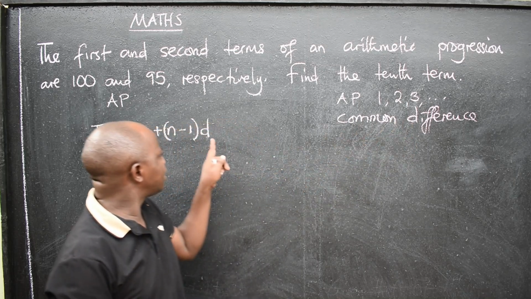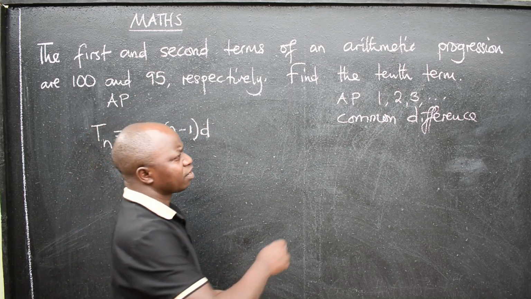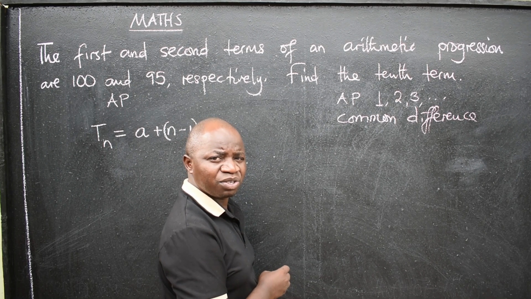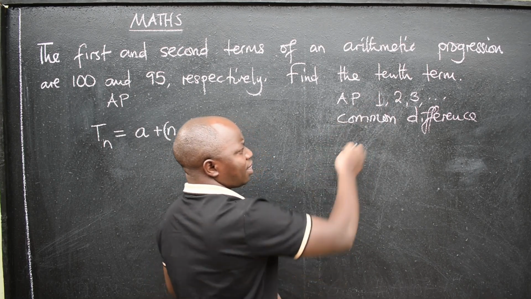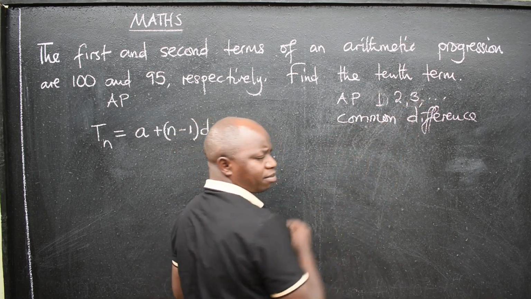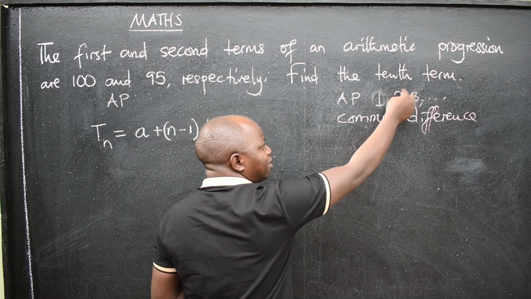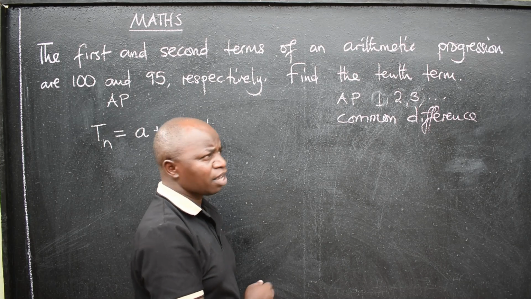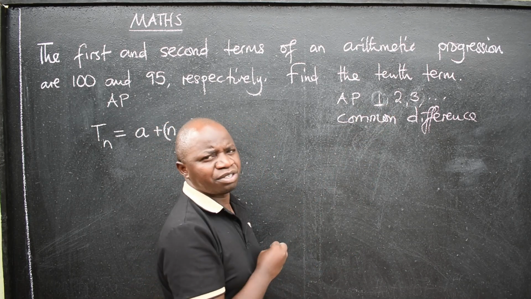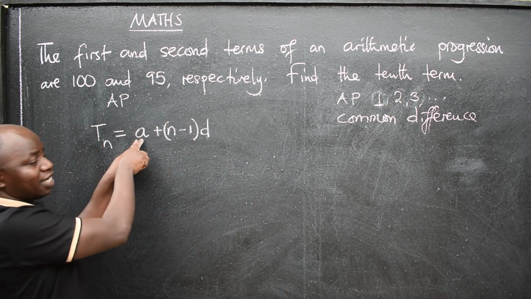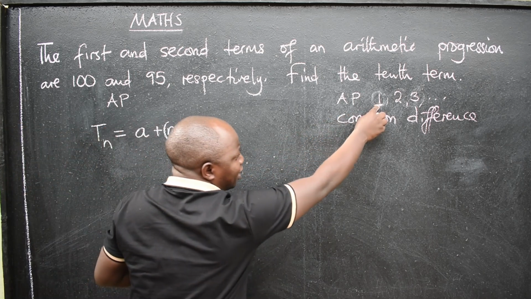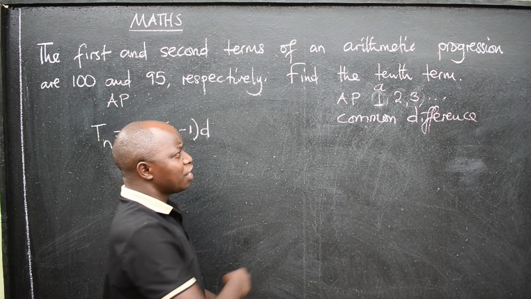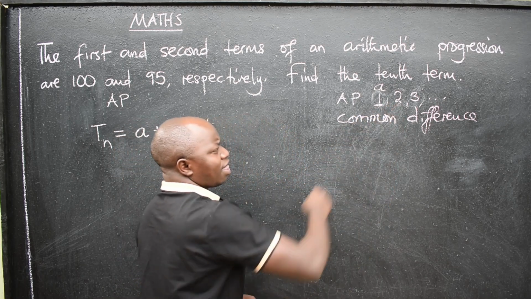How do you find common difference? This one is what is called the first term. This is the first number. So these are terms. So this is the first term, second term, third term. So the first term is always represented by small letter a. Are we together? We have the second term, third term.